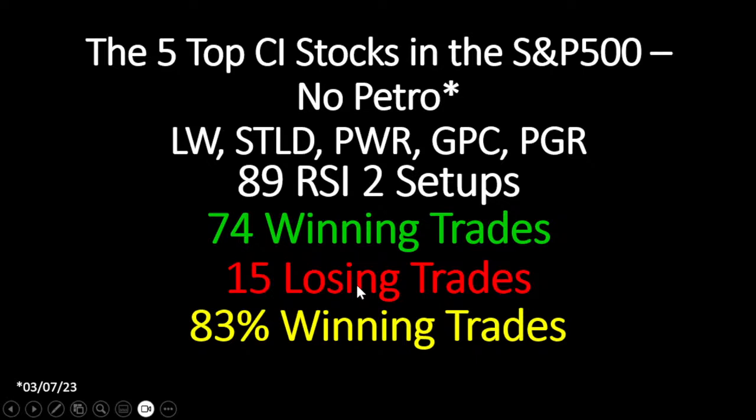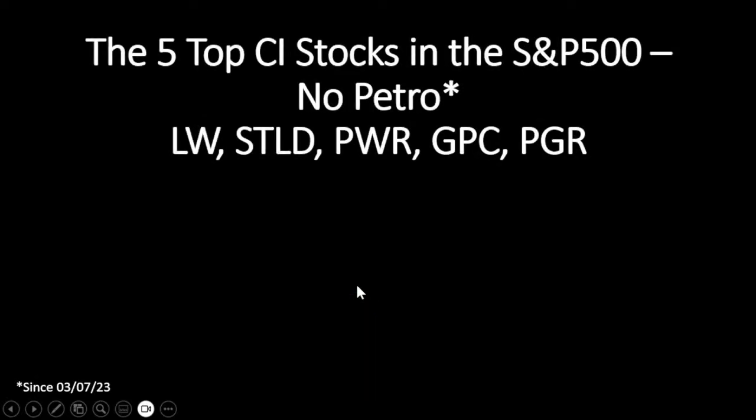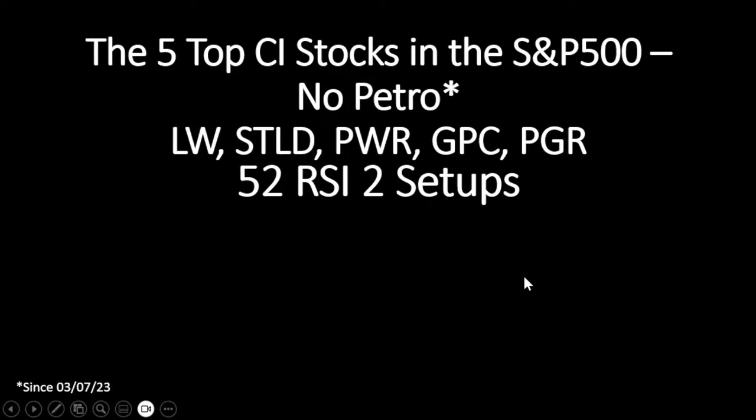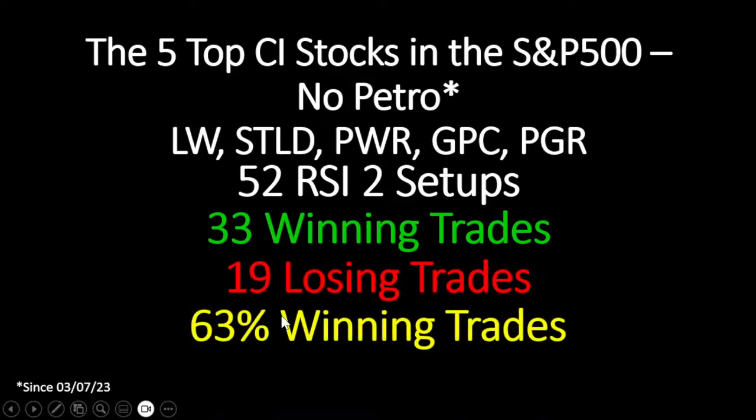But here's a much more empirical way to see this system in practice. Now, since March 7th of 2023, those same stocks experienced 52 RSI2 setups. Those were the top CI stocks as of March 7th of 2023. I ran through the same exercise and looked at all the RSI2 setups from March 7th of 2023 to current. There were 52 RSI2 setups, 33 winners, 19 losers. That's only a 63% winning trade percentage.